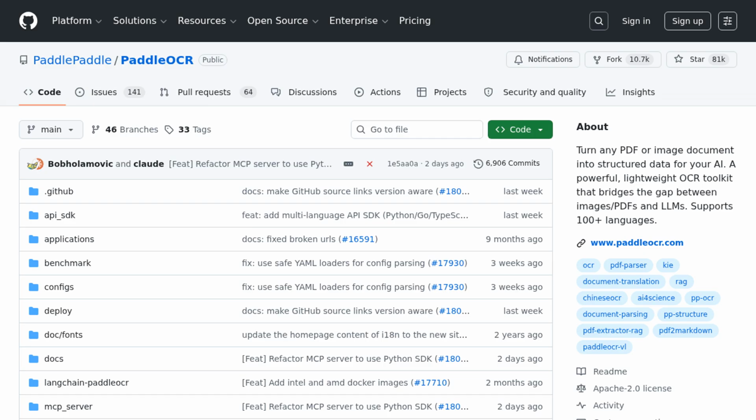It's a powerful toolkit built to turn any image or PDF into structured, machine-readable data, and its popularity is undeniable. It has already collected over 80,000 stars on GitHub, with hundreds more added every day. With more than 10,000 forks, it's clear that developers are adopting it in droves. And there's a good reason why. It solves a difficult, universal problem with production-ready quality, supporting over 100 languages right out of the box.